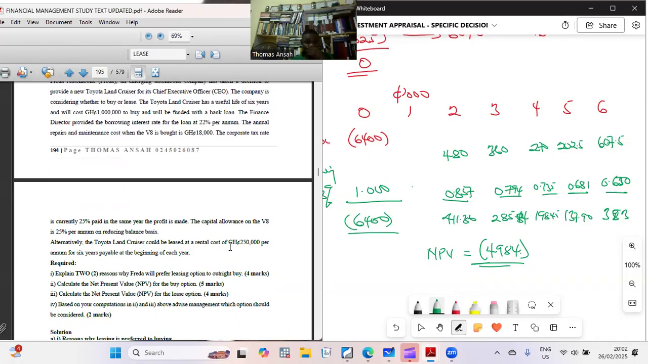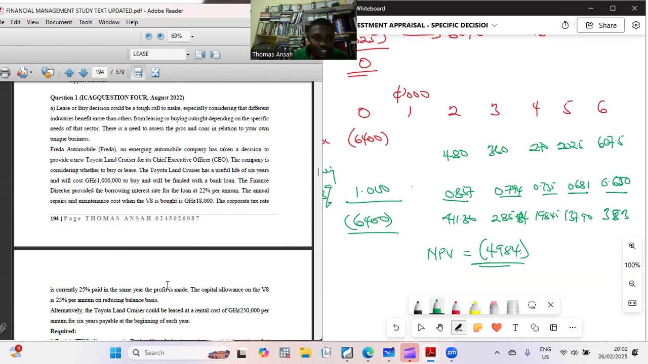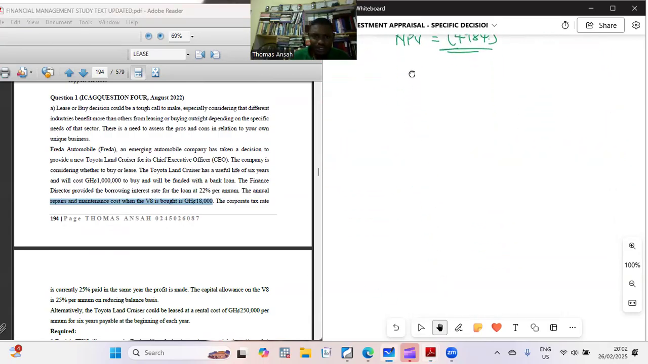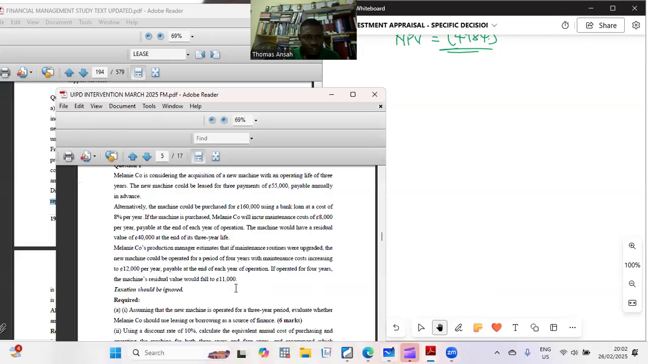All right, so this is a nice past question. NPV of the lease option, NPV of the purchase option, you can do that. The only thing here is that there are repairs and maintenance. There are repairs and maintenance of 18,000 in one of them and none in the other. So you know what to do from here. All right, now let me go and pick the remedial question or the revision question, this one, because that one has been examined.